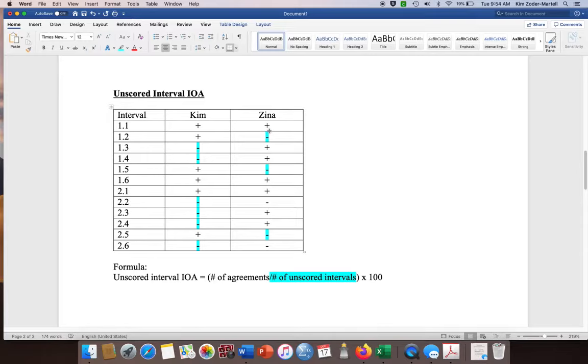And it looks good. So now we're going to count them up. 1, 2, 3, 4, 5, 6, 7, 8, 9. So our unscored intervals are 9.